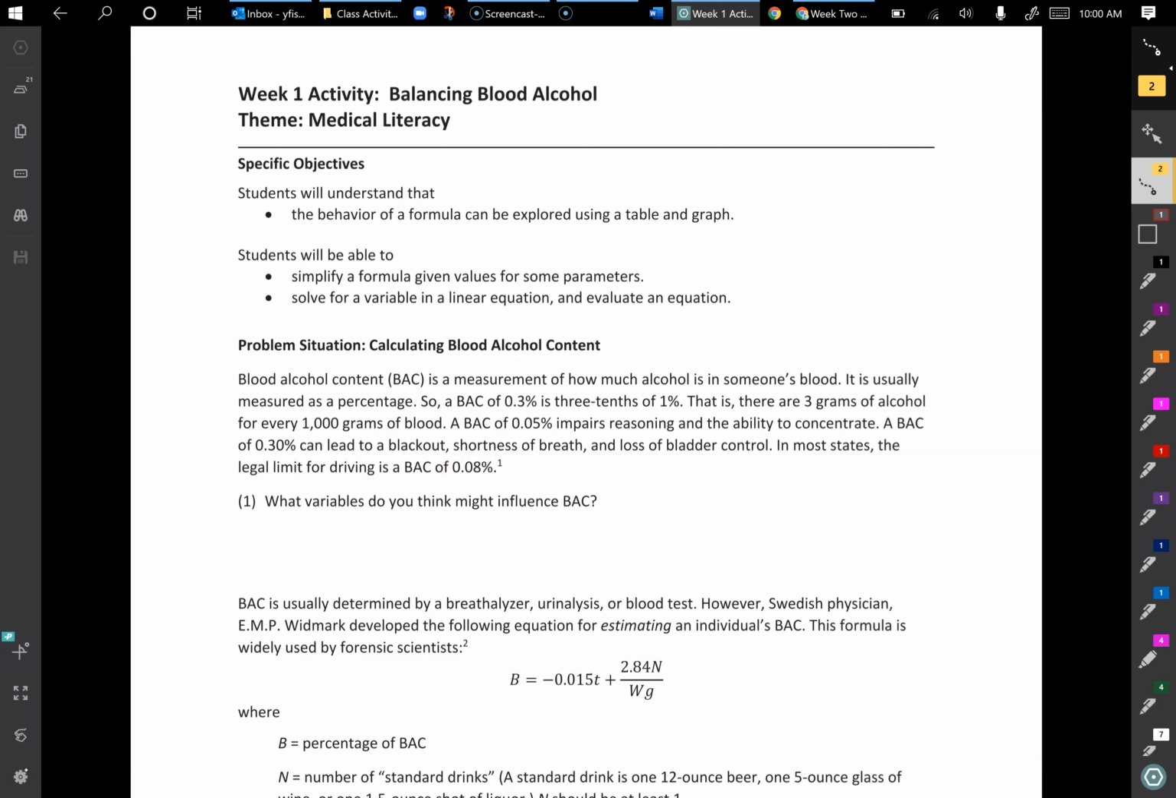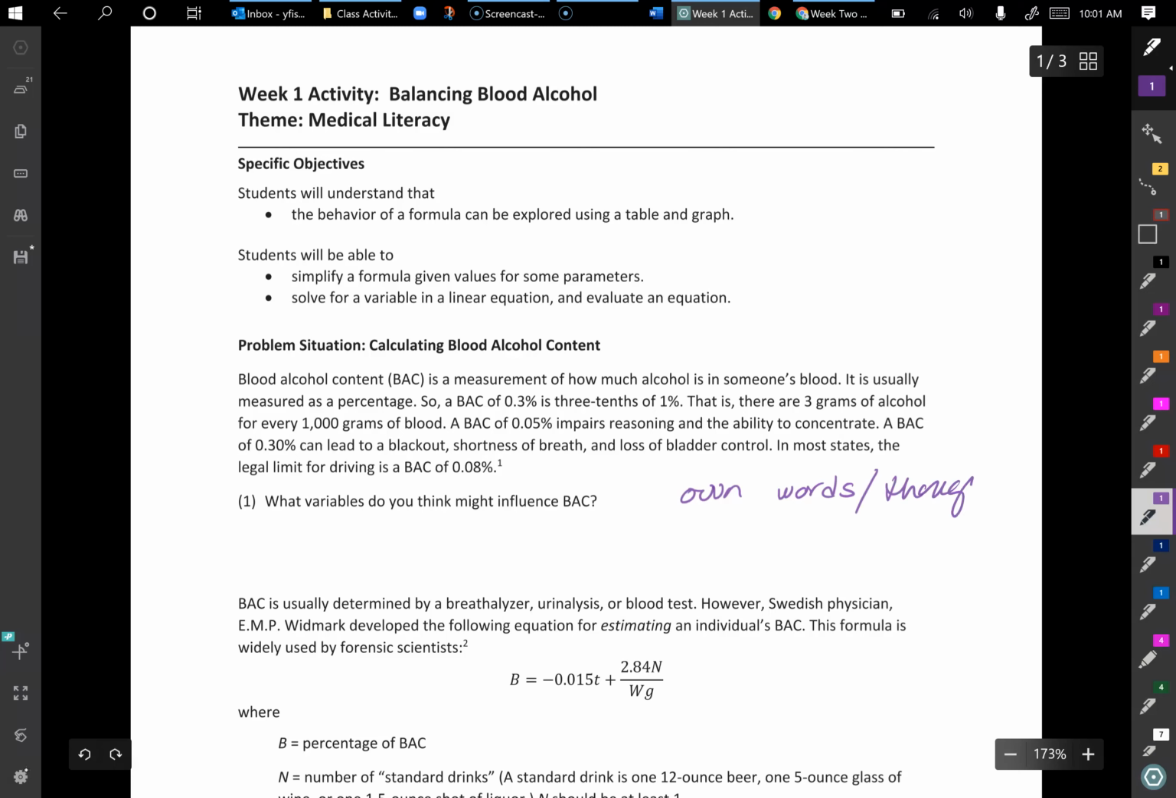What variables do you think might influence BAC? For this question, just think of what you would, what do you think on your own, from your own experiences or seeing people. This is your own ideas, your own words. So I'm just going to write own words, thoughts, ideas. Just jot that down. There's no right or wrong answer on this one, okay?